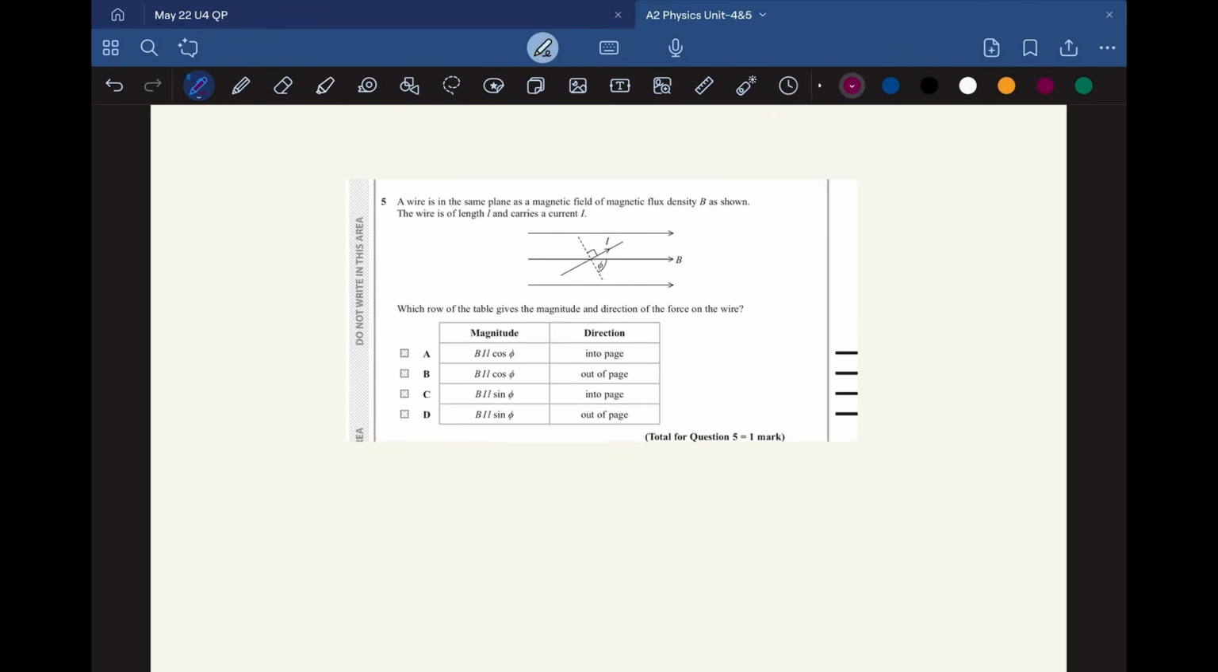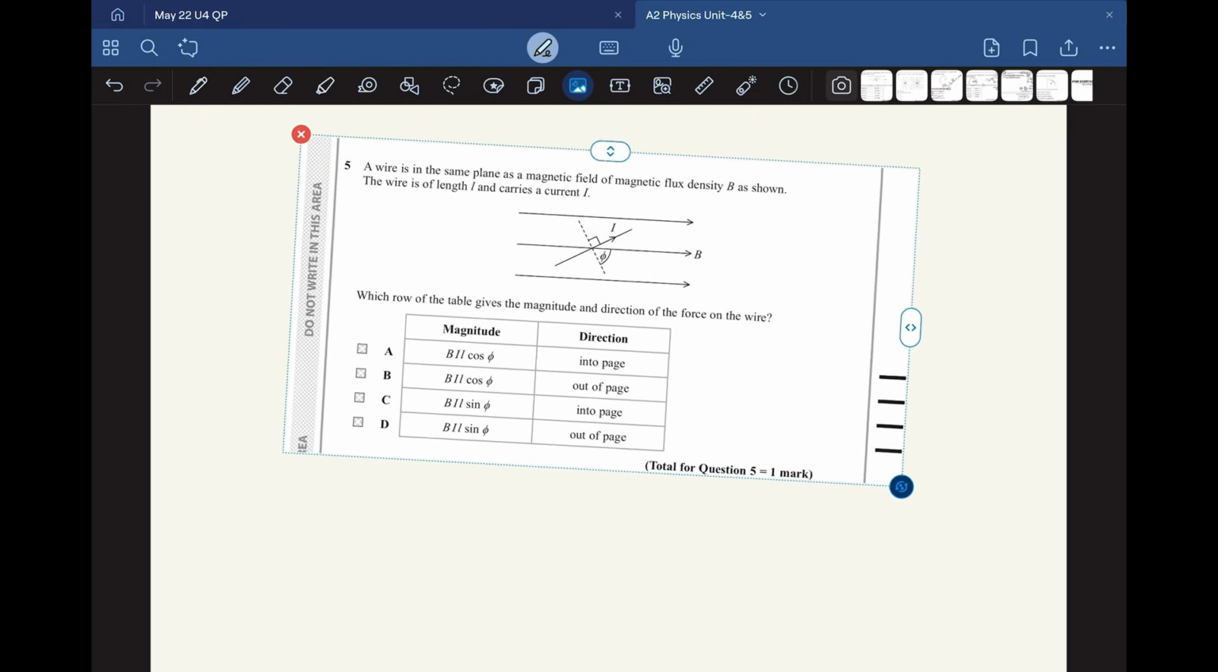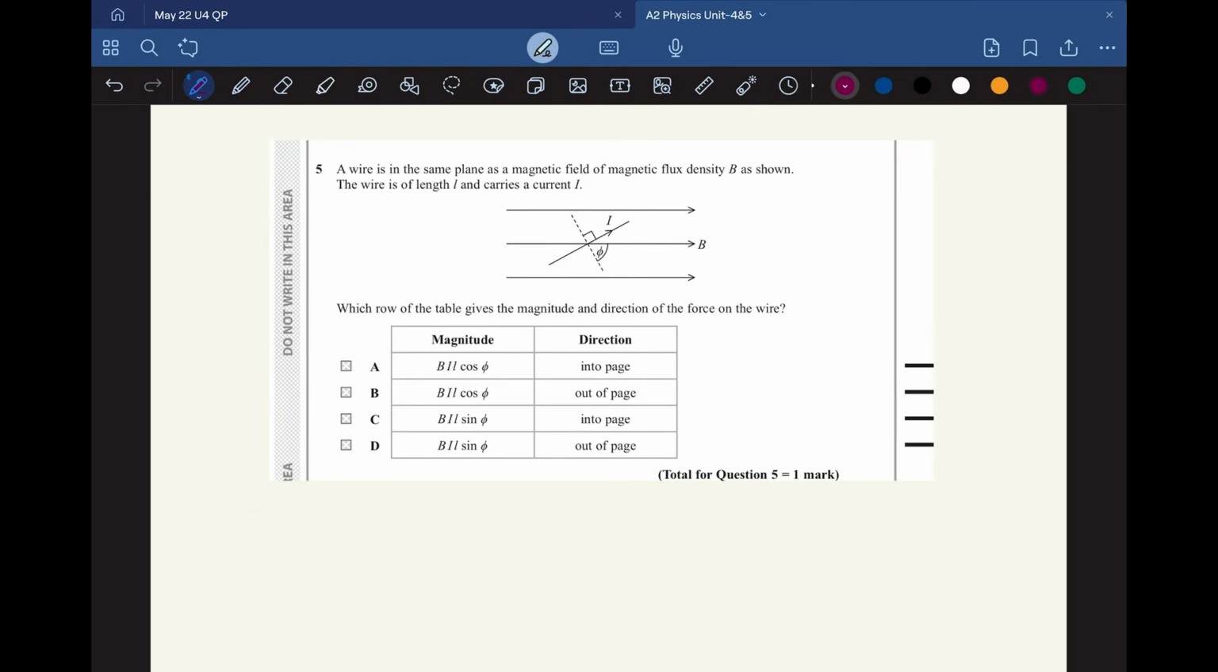Now this question says a wire is in the same plane as a magnetic field of magnetic flux density B as shown. The wire is of length L and carries a current I. Which row of the table gives the magnitude and direction of the force on the wire? Basically we know the formula of force is BIL, right? Force is equal to BIL.